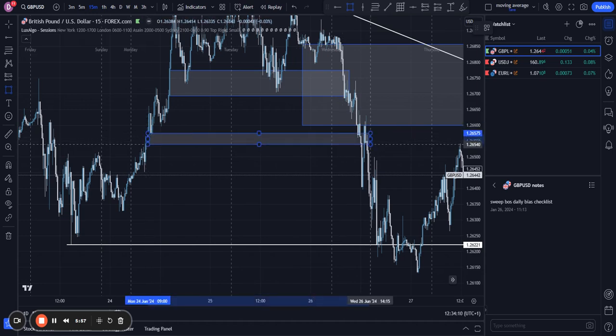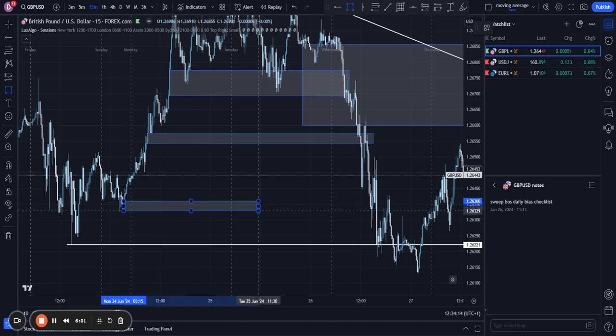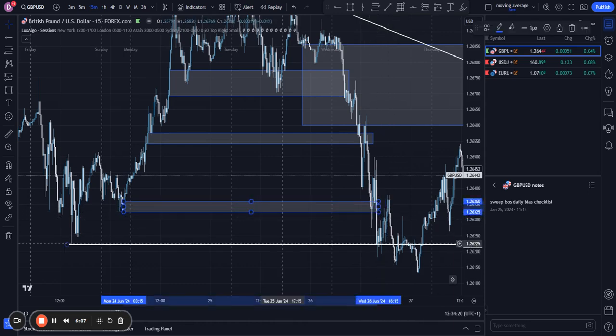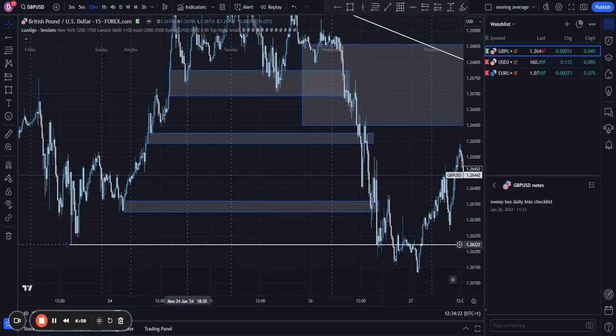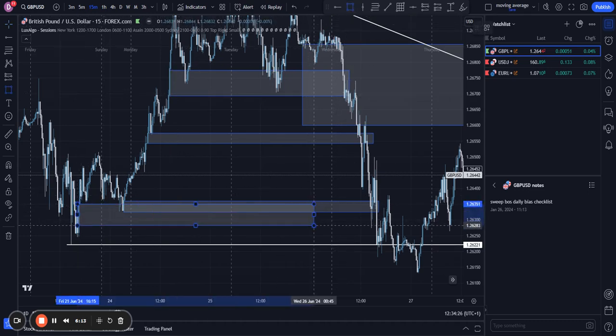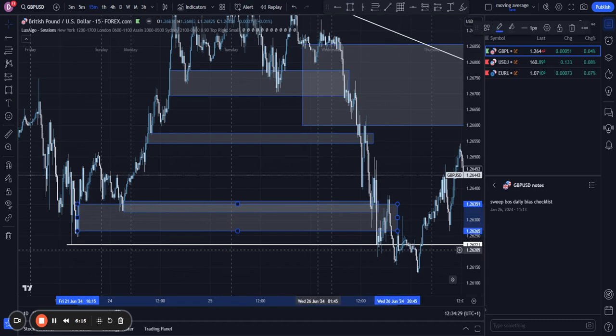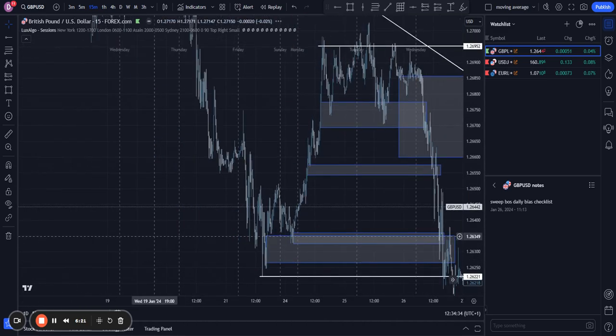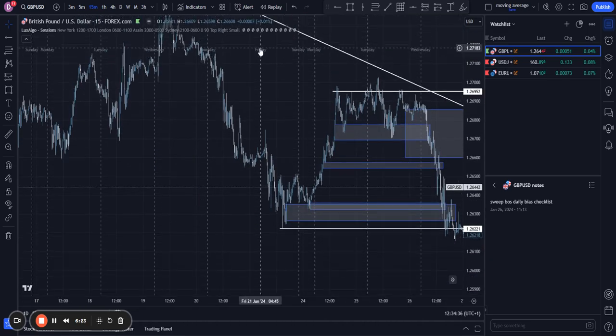Breaks through the imbalance. Another one. Targeting liquidity everywhere. Oh, sorry about that. Imbalance, imbalance, imbalance. Order block. These are imbalances. This is an order block. Let's move from imbalances.